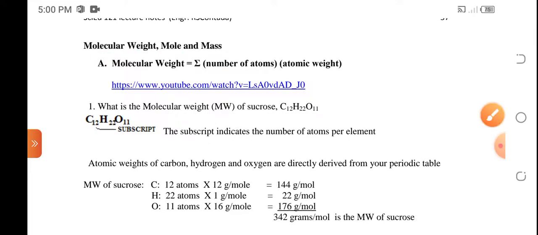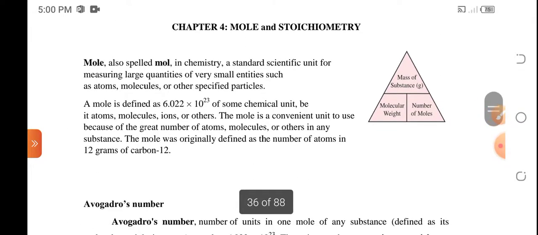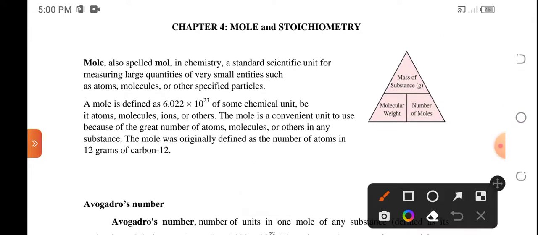Okay? Balikan natin yung triangle ko dito kanina. Okay? So how to use this one, lagi dito sa taas, so we have triangle. Pag nakalimutan natin yung formula, we make use of this diagram. Sa taas ay mass. Okay, this is the mass, and this is the molecular weight, and this is the number of moles. So, paano natin gagamitin ito?